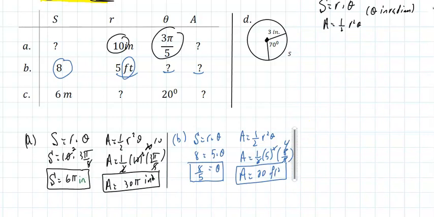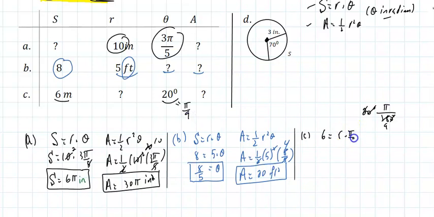And what if I wanted to get to C? In C, I'm given S, 6 equals R times theta, but theta is 20 degrees. So here I have to convert. I have to go on the side and say, okay, if I want 20 degrees times pi over 180. I can't use those two formulas unless theta is in radians. That cancels out. 2 divides that 9 times. That's the equivalent of pi over 9.